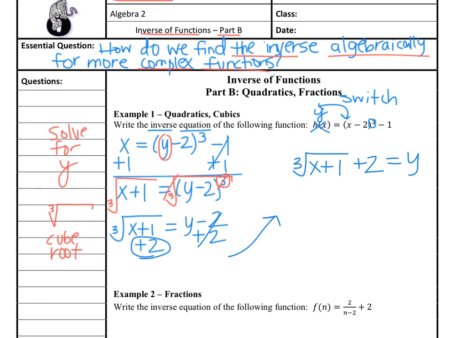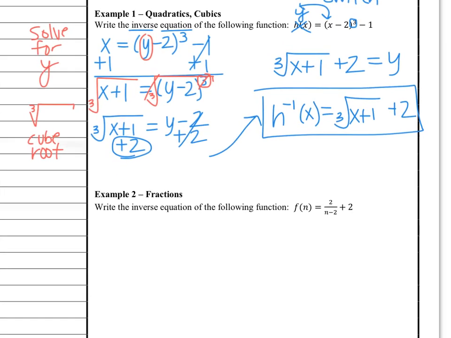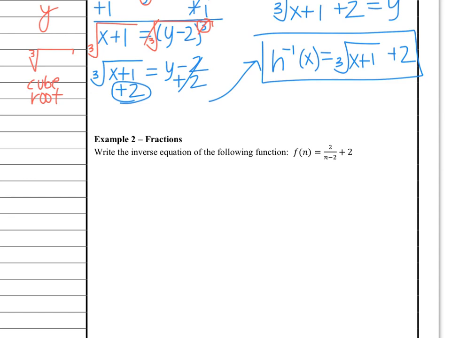Okay, so I'm just going to rewrite this with y on the other side, and actually I'm going to replace it with h inverse of x just to get our formal notation. So h inverse of x, which I'm replacing y with, is equal to the cube root of x plus 1, plus 2. Okay? So same procedure, just a little bit different steps with undoing those cube roots.